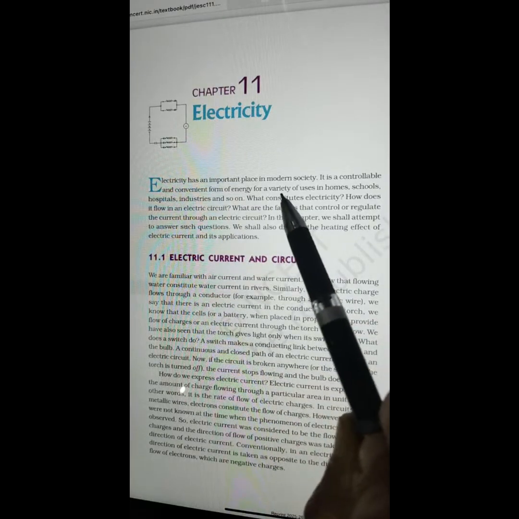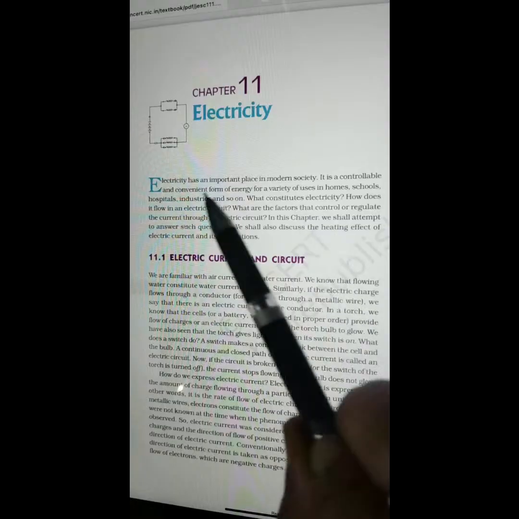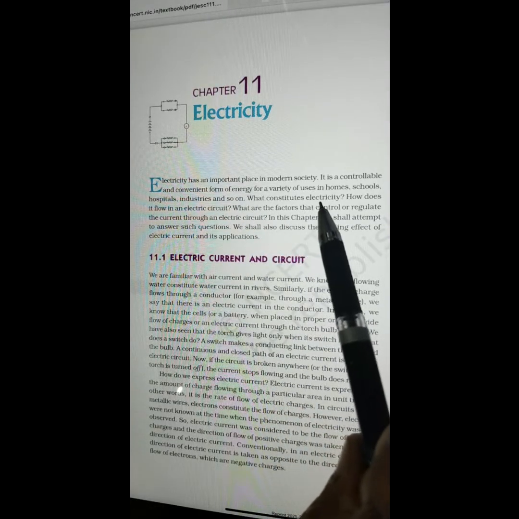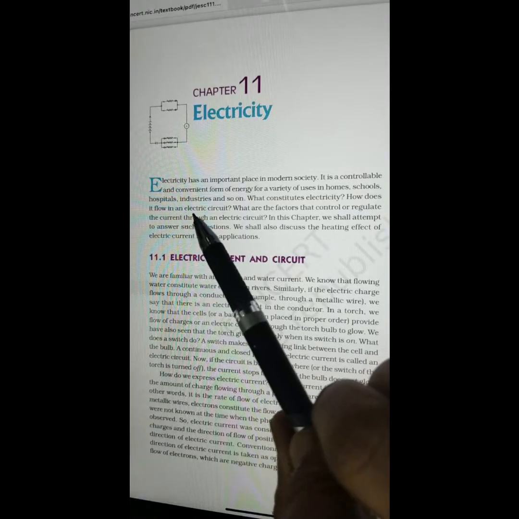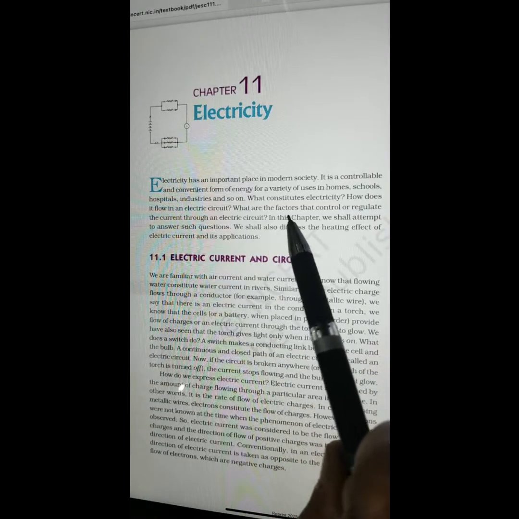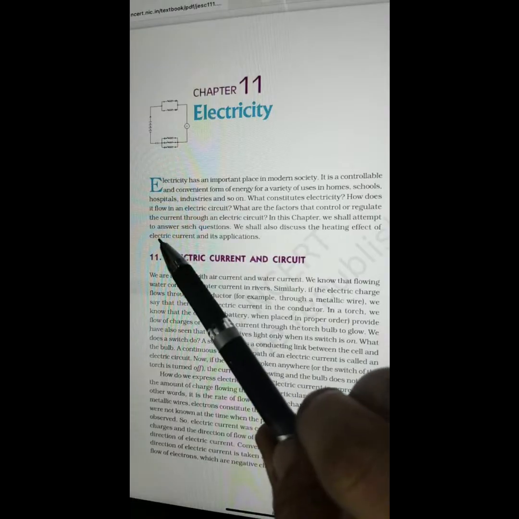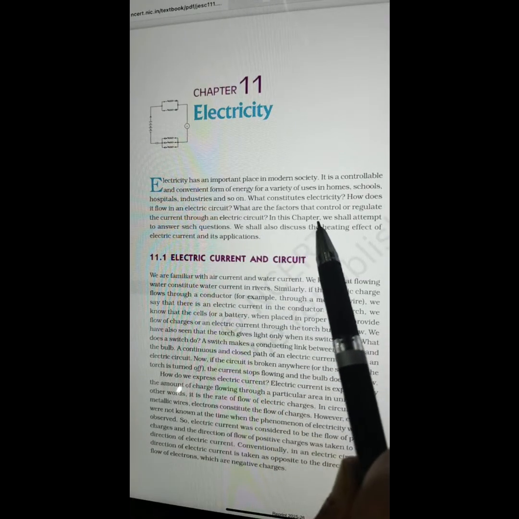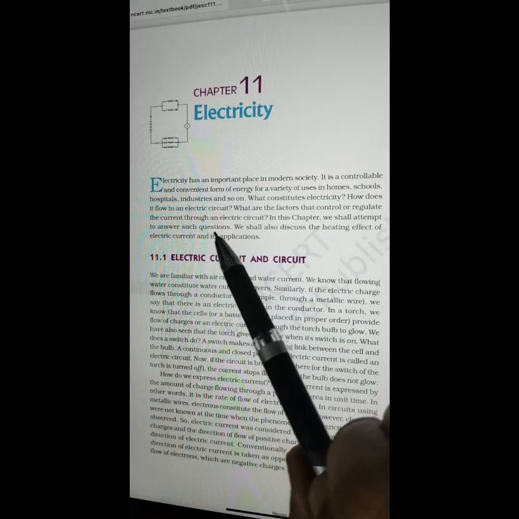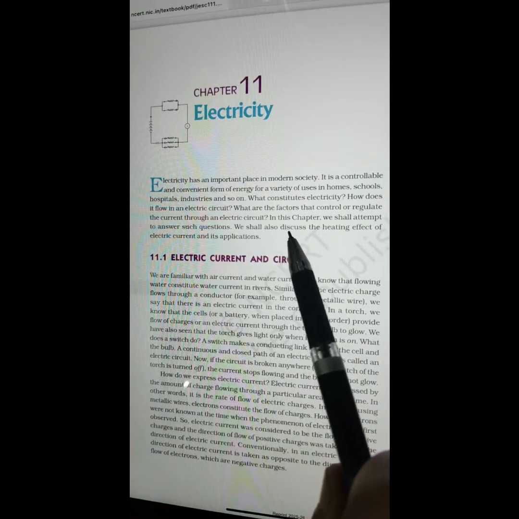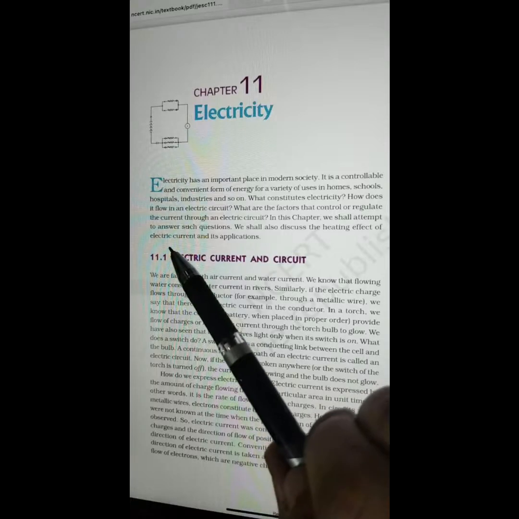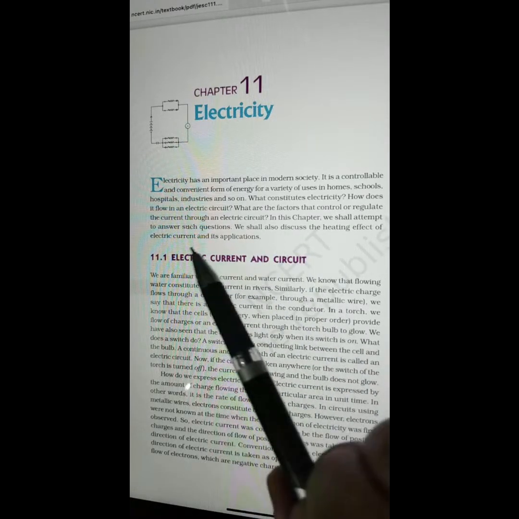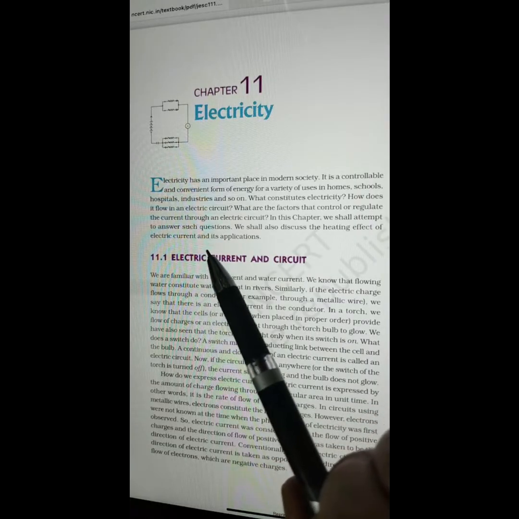Electricity has an important place in modern society. It is a controllable and convenient form of energy for a variety of uses in homes, schools, hospitals, industries, and so on. What constitutes electricity? How does it flow in an electric circuit? What are the factors that control or regulate the current through an electric circuit? In this chapter, we shall attempt to answer such questions. We shall also discuss the heating effect of electric current and its applications.